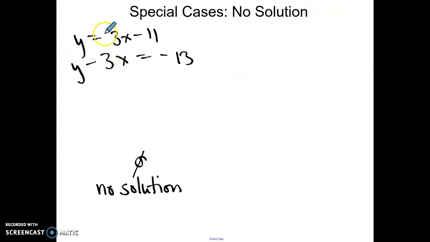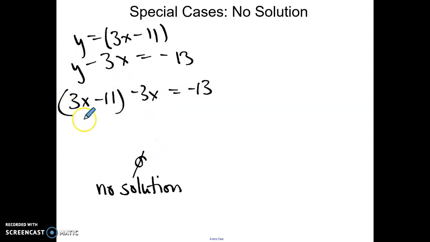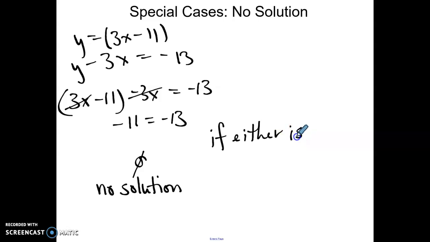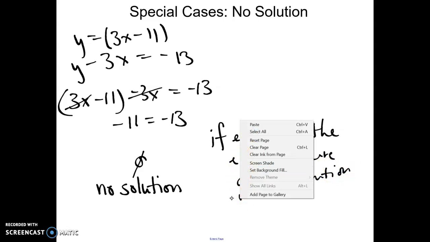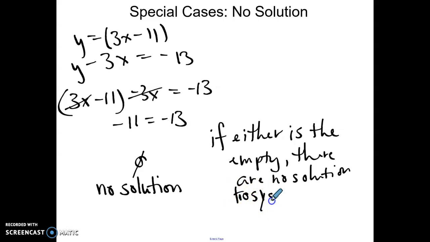So if I look at this, again, y is already solved for me. So I can go ahead and substitute. I would get 3x minus 11, if I substituted in for y, minus 3x equals negative 13. You begin to see these are going to cancel, and I end up with negative 11 equals negative 13. This is the empty set. So if either variable has the empty set, then there are no solutions to the system of equations. And in this case, what happens is they're just parallel lines. No solutions to the system of equations.